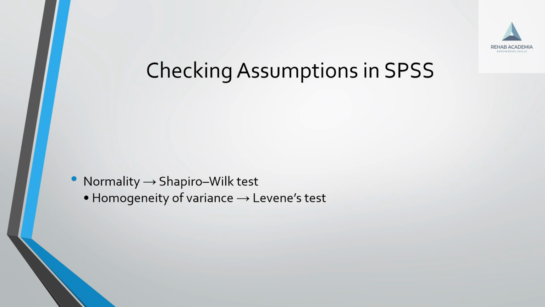In SPSS, normality can be assessed using the Shapiro-Wilk test, while equality of variance is checked using Levene's test.